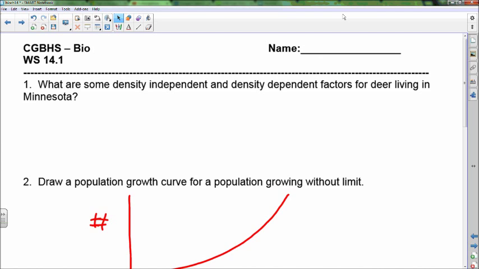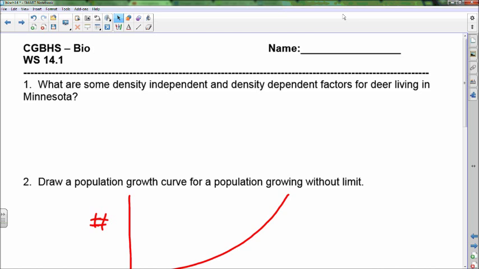All right, let's start out talking about the answers for the homework. Number one asks you to describe some density independent and density dependent factors for deer living in Minnesota. For density dependent, the obvious ones are food, especially in the wintertime, when the availability of food really affects deer in Minnesota. Obviously, predators like coyotes and humans. The bigger the density, the more likely it is that a single deer is going to survive.